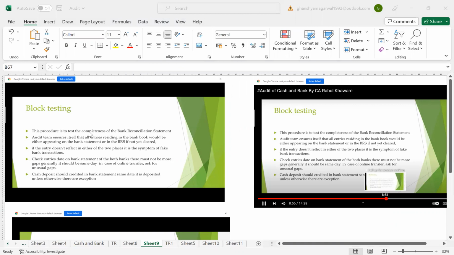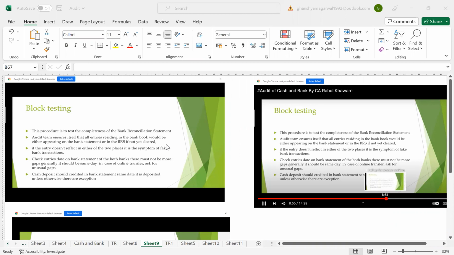Block testing. This procedure is to test the completeness of the bank reconciliation statement. Audit team ensures itself that all the entries residing in the bank book would be either appearing on the bank statement or in the BRS if not yet cleared. If the entry doesn't reflect in either of the two places, it is a symptom of fake bank transaction. Check entries, date on bank statement of the both bank. There must not be more gaps generally. It should be the same day in case of online transfer and ask for unusual gaps. And cash deposit should be credited in bank statement same day it is deposited, unless otherwise there are exceptions.